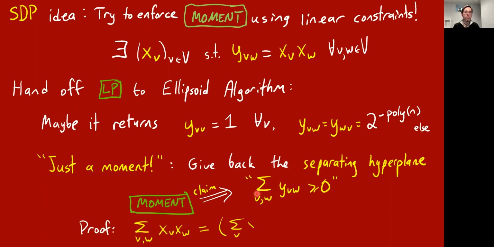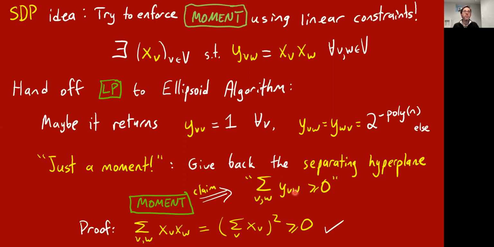And the proof of that is quite simple. You see, this sum of all the YVWs, if there really are real numbers x that satisfy YVW equals XV XW, then the sum of all the YVWs is equal to the sum over V and W of XV XW, which by arithmetic is equal to the square of the sum of the XVs, and the square of a real number is non-negative. So this is a valid inequality for any solution y that satisfies the moment constraints.